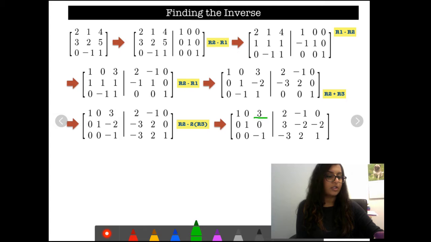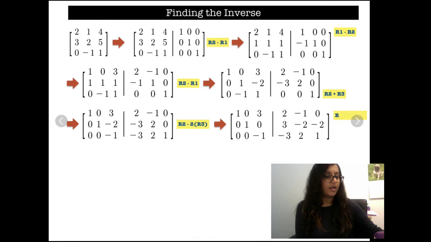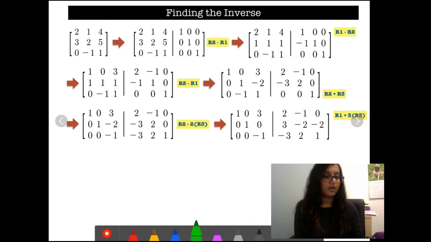Now maybe we can try and change this guy to a 0. And we're going to do that by multiplying the third row by 3 and adding it to the first row, because that would change this guy to a negative 3, and when we add it to 3, we'll end up with a 0. And we're going to insert the answers into the first row.